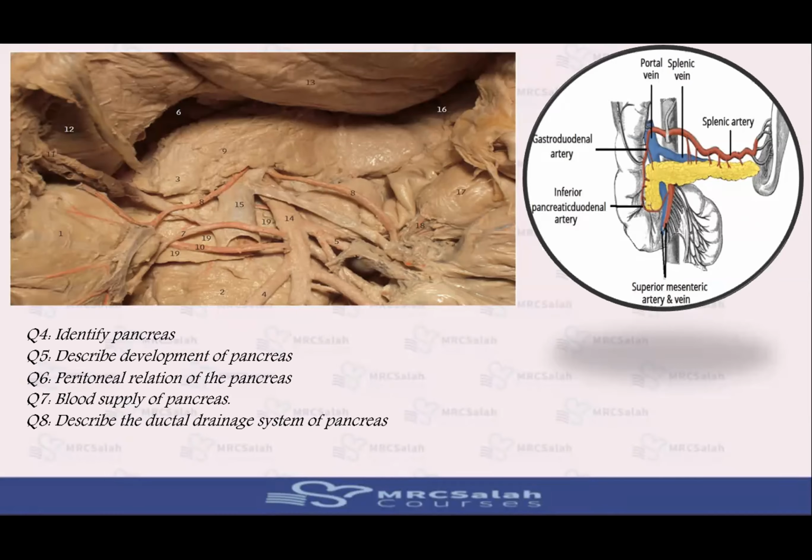Okay. Next question. Can you please describe the ductal drainage system of the pancreas? It has two ducts, the main duct, which is called the duct of Wirsung. It opens at the ampulla of Vater in the second part of the duodenum, in the posteromedial aspect of it, and the accessory one.